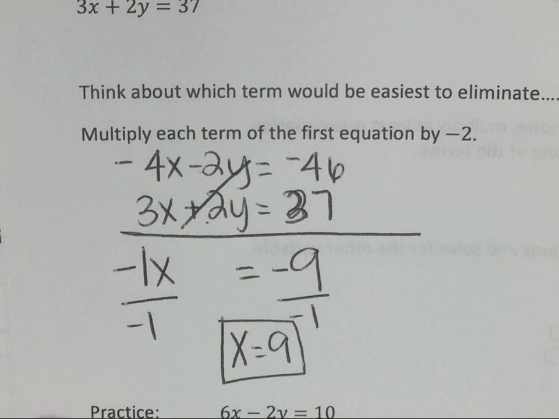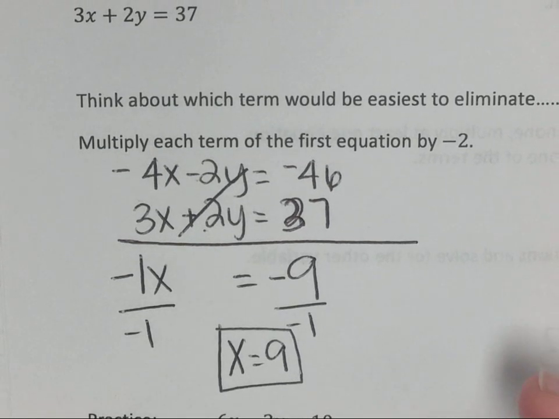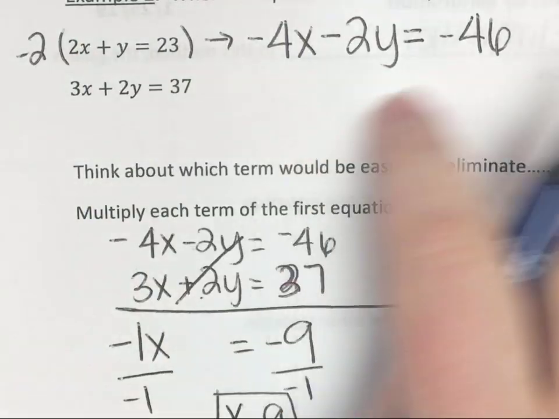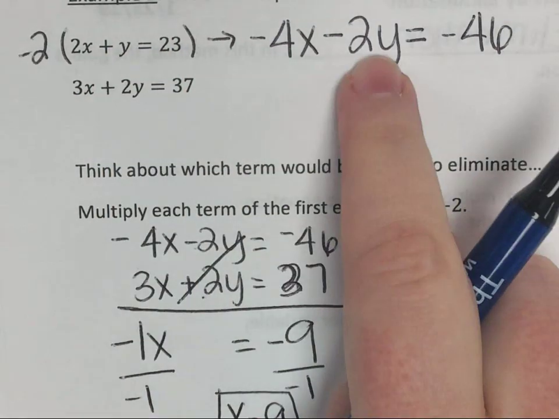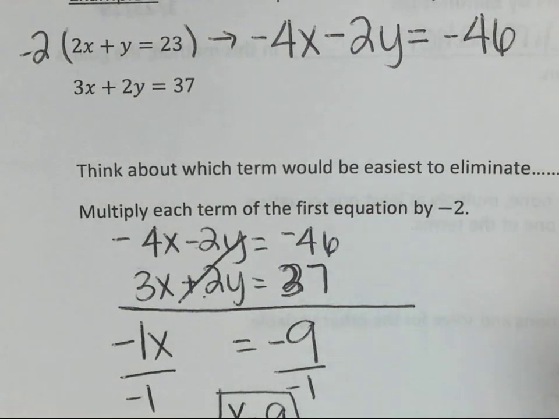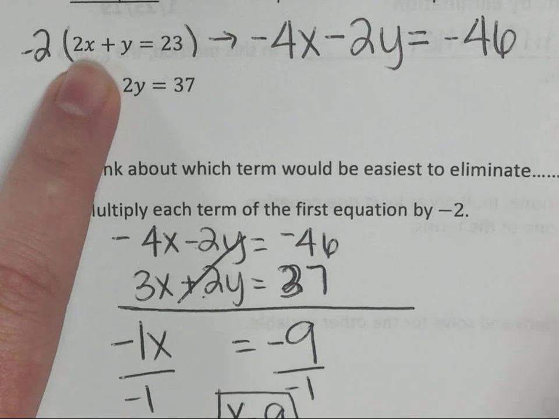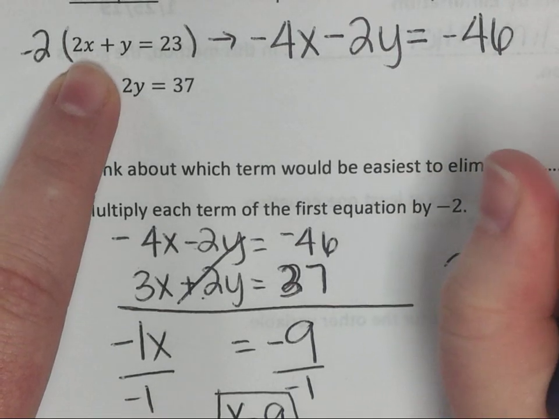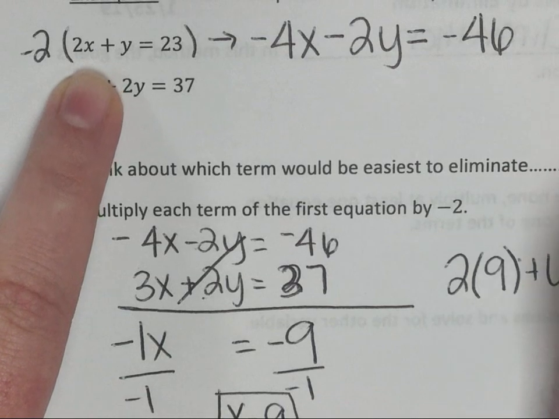Are y'all okay with that? We got to plug it back in because we've got to find y. Again, it does not matter which equation you plug it back into. I always recommend one of the two original, not a rewritten one, because sometimes we make mistakes there. So I'm going to use the first one just because I only have to multiply the x's. So 2 times 9 plus y equals 23.